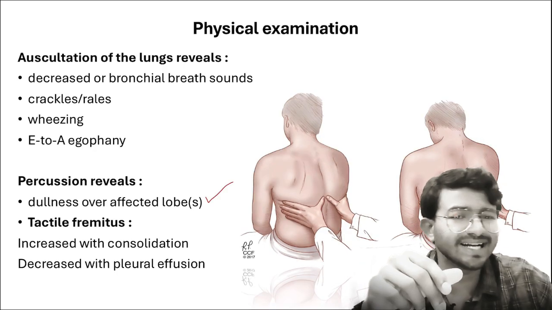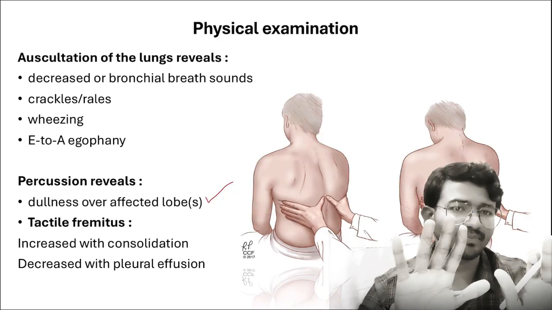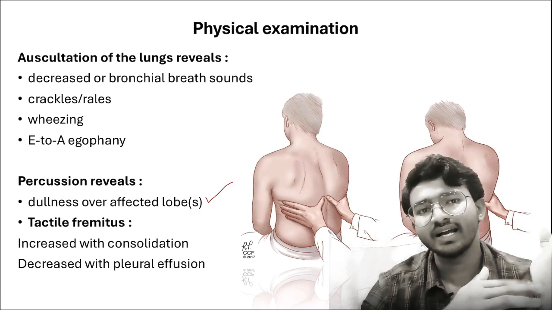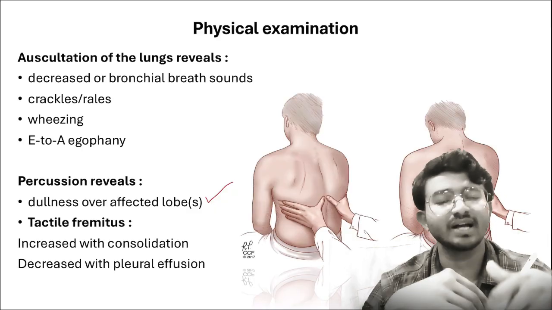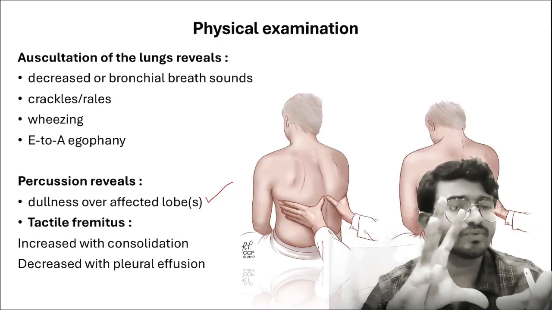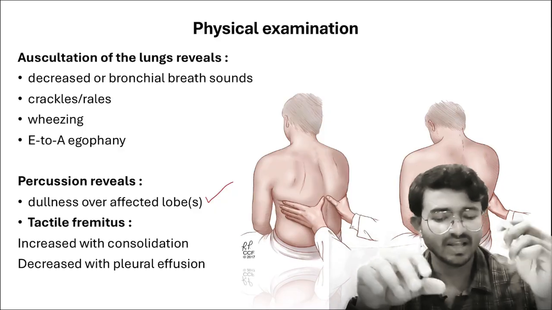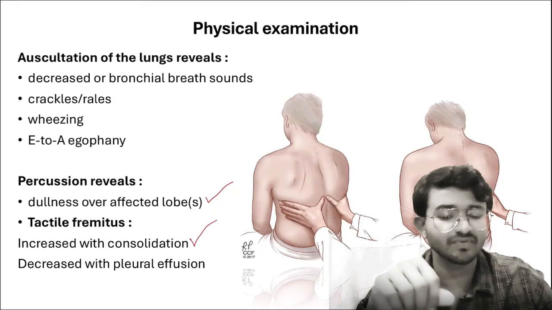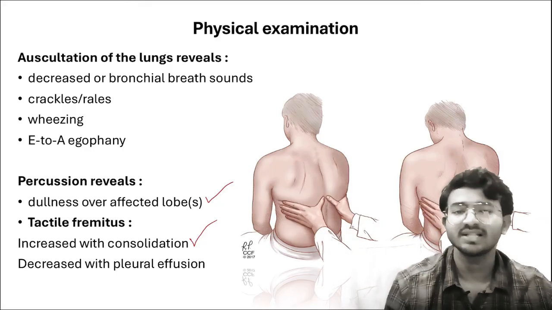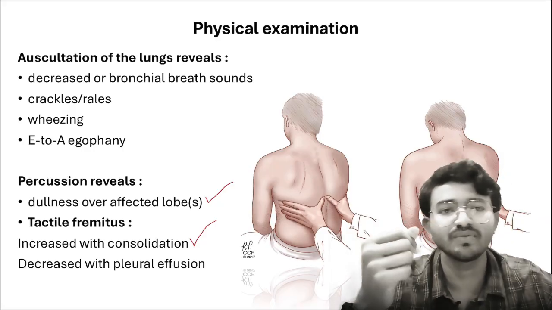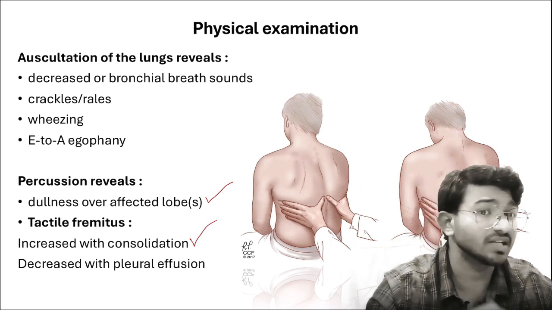And while doing tactile fremitus, we have to keep our palm or ulnar area on the lung fields. That time we tell the patient to say some number or some word. When they are speaking, we have to feel the vibrations. That vibration feeling we call tactile fremitus. In pneumonia, the tactile fremitus will increase because of consolidation. Because of that consolidation, the pitch of the sound will become higher. That's why tactile fremitus will increase. In pleural effusion, the tactile fremitus will decrease because of fluid.